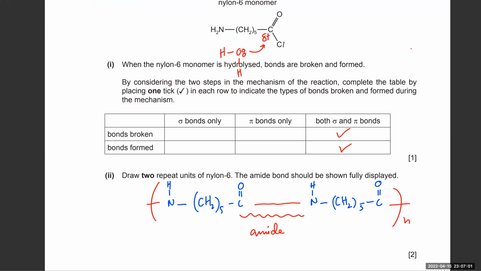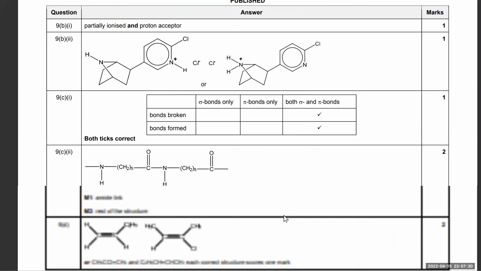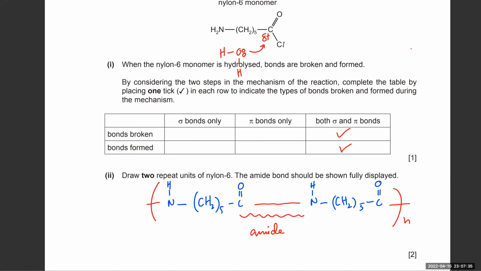So I'm just going to repeat this. First step, the pi bond is breaking while a sigma bond at the same time is forming. Second step, the pi bond, the double bond, is forming back again and a sigma bond is being broken. So pi bond broken, pi bond reforms. Sigma bond formed, sigma bond being broken. So hopefully I'm interpreting the question correctly. That's both sigma and pi bonds being broken, right? Is that clear?